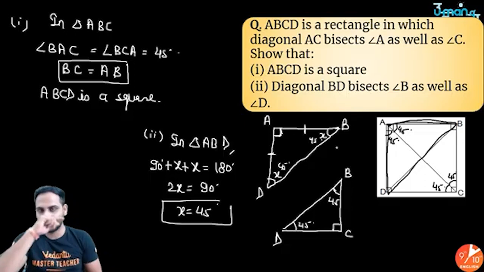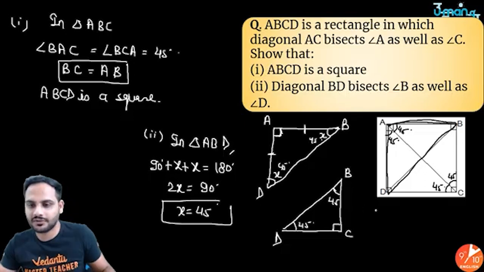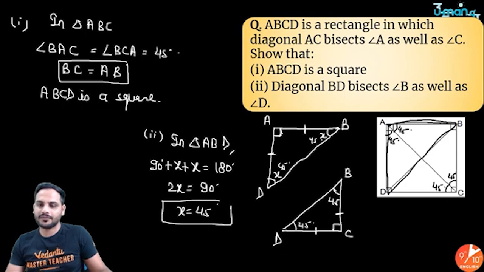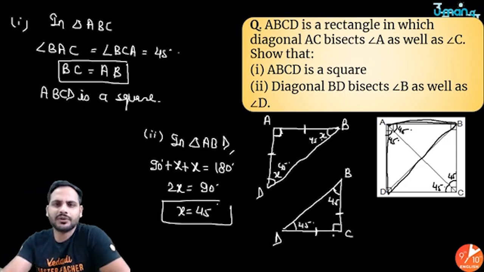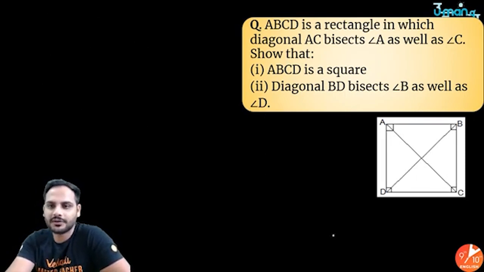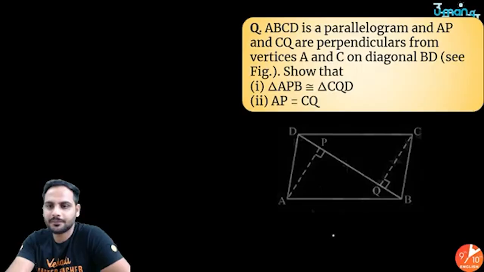So with angle sum property also, this question can be solved, because we know if two sides are equal, the angles opposite to them will also be equal to each other. Okay, this is how this question will be solved.